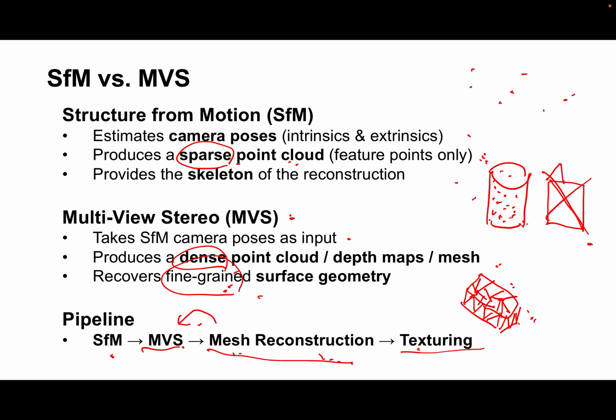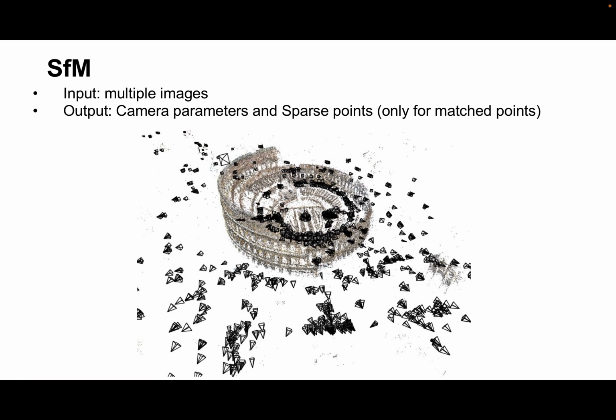Mesh texturing. Texturing means that so far we've only covered geometry without any color texture. But in full 3D reconstruction, we'd like to get texture as well. So texturing should be included in the entire pipeline.